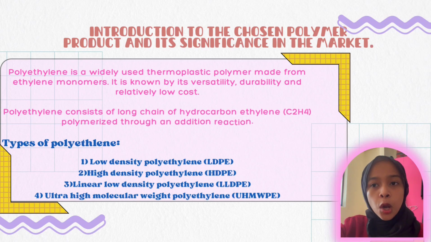Polyethylene consists of a long chain of hydrocarbon ethylene, C2H4, polymerized through an addition reaction. Types of polyethylene: low density polyethylene, high density polyethylene, linear low density polyethylene, and ultra high molecular weight polyethylene.